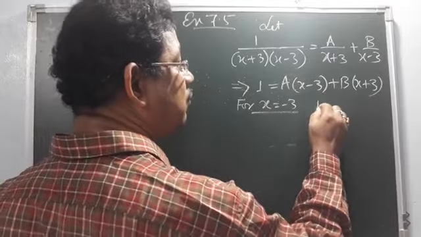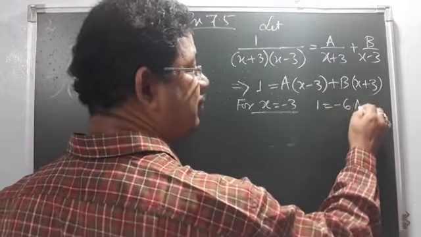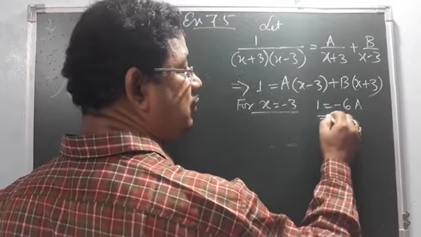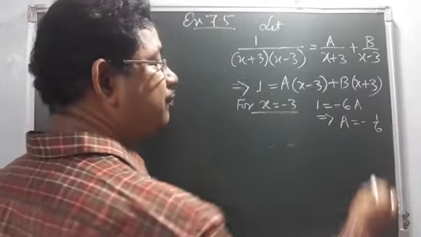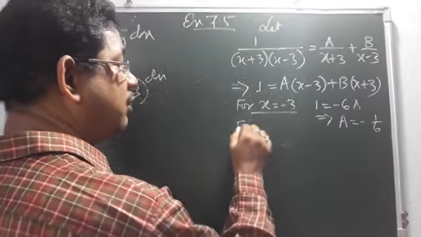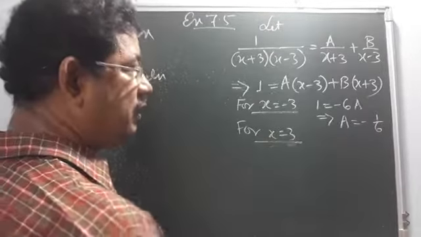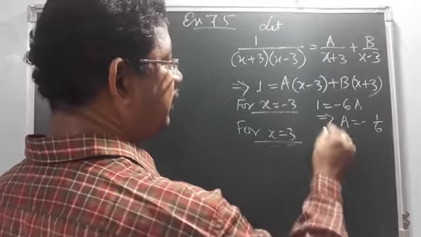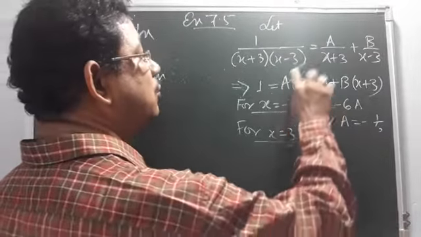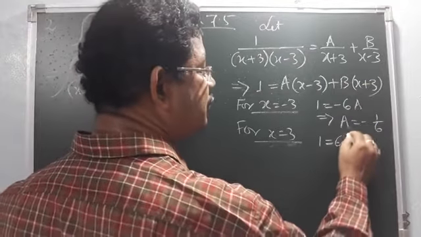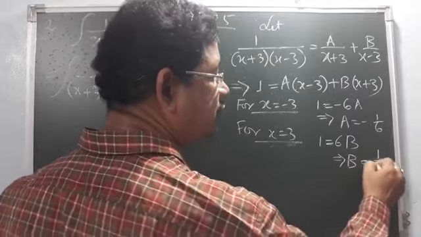So then the left side will be 1. If we put minus 3 here, then it is minus 6a, and this one term will be 0. So a is what? Minus 1 by 6. Now for x equal to 3. If we put x equal to 3, this side is again 1. If we put 3 here, 3 minus 3 is 0, so this term will vanish. Here it will be 6b. So what will be b? The value of b is 1 by 6 only.